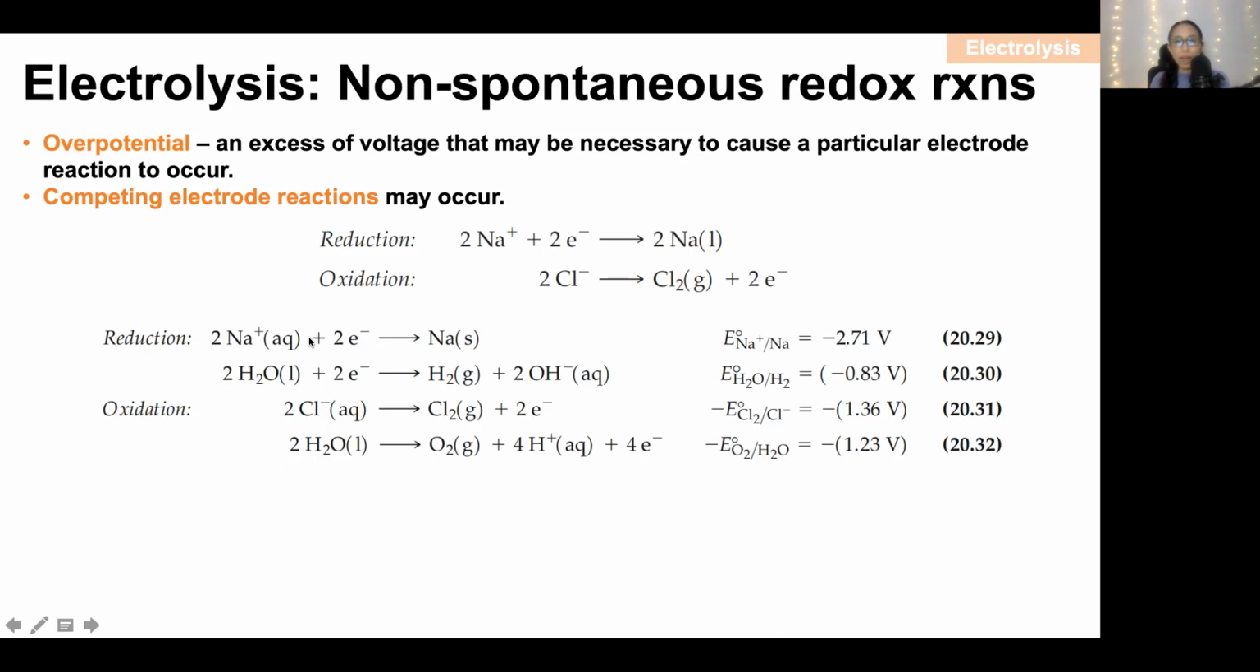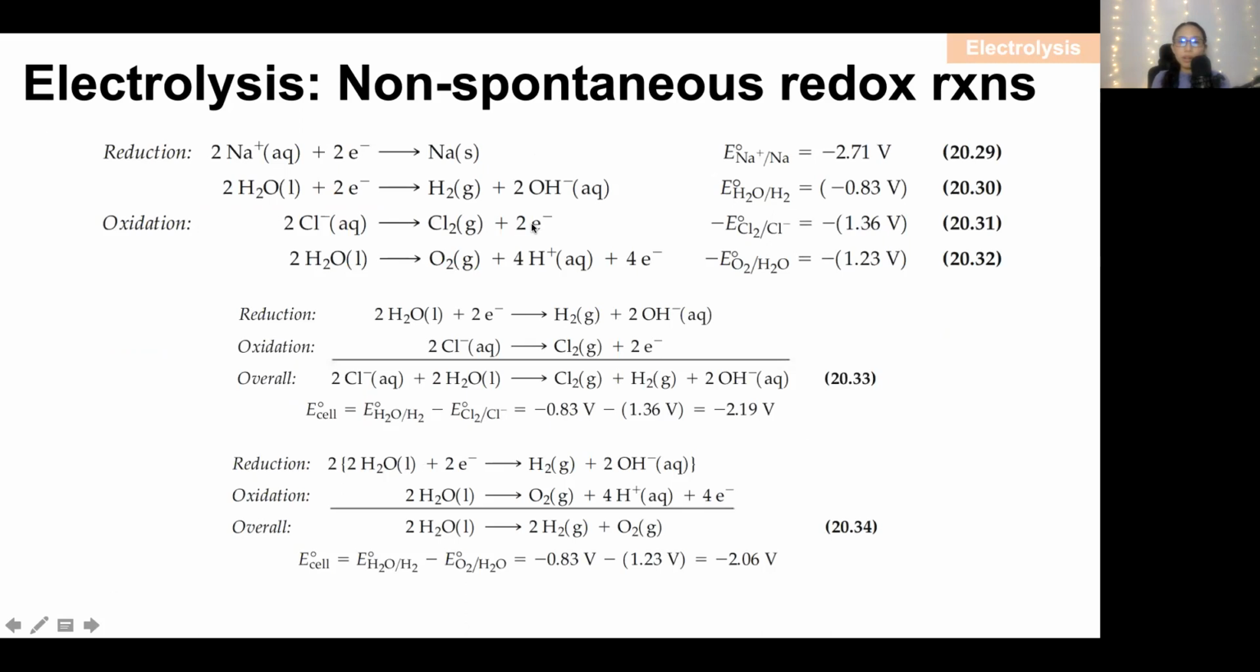ng sodium ions. But if you connect it to, let's say, your typical AA batteries, which has a voltage of 1.5, then hindi niya kayang suportahan yung reduction ng sodium ions. So ang reduction reaction lang na mangyayari ay yung sa water. So okay, na-eliminate na natin yung reduction ng sodium ions. How about oxidation? So there are two possible oxidation reactions, right?